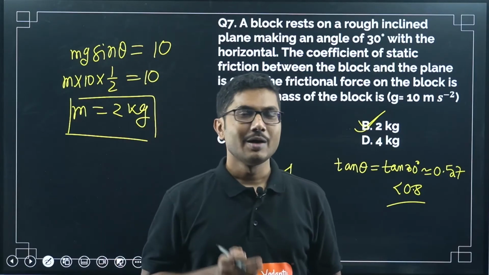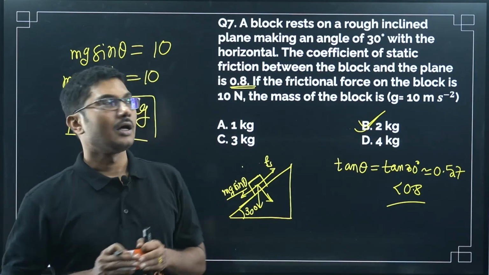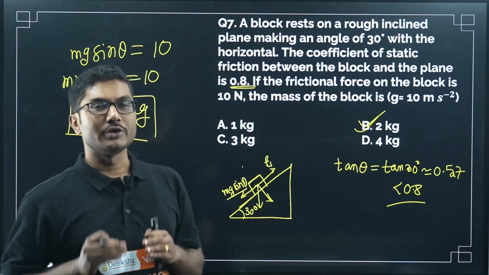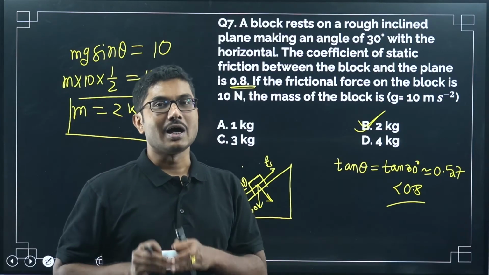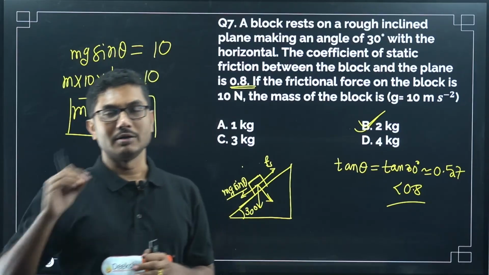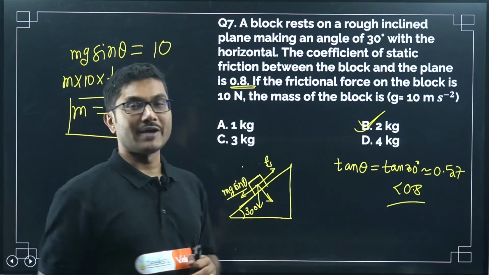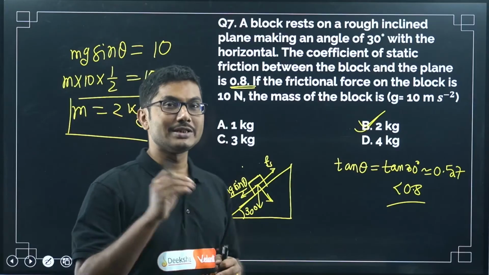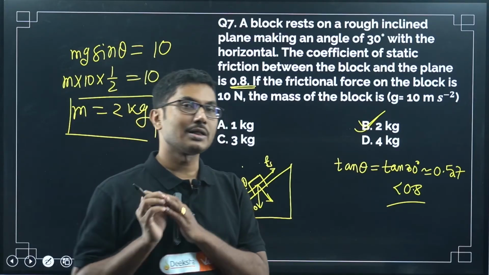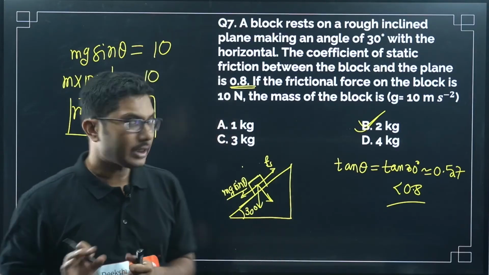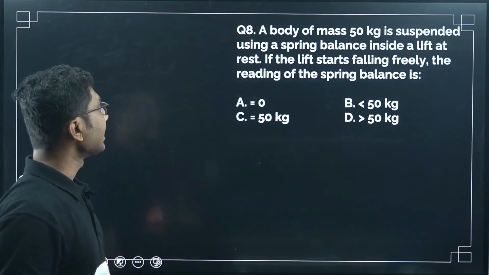What is the basic difference between kinetic and static friction? Also you should remember that static friction can vary from 0 to a maximum possible value. The maximum possible value is mu times N. That is not always the frictional value. Okay, now let's move on to the next question.